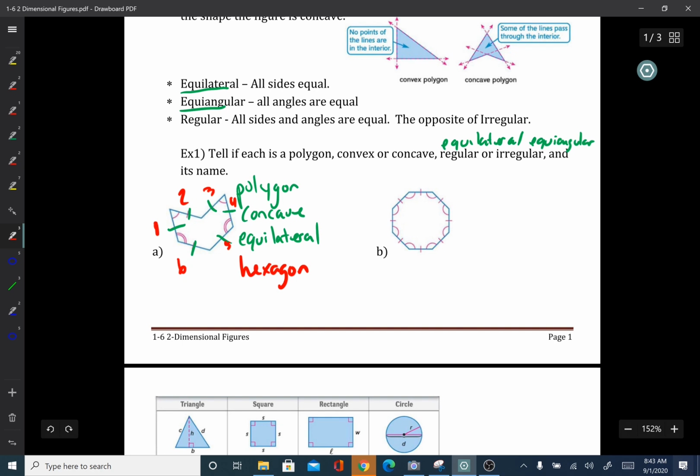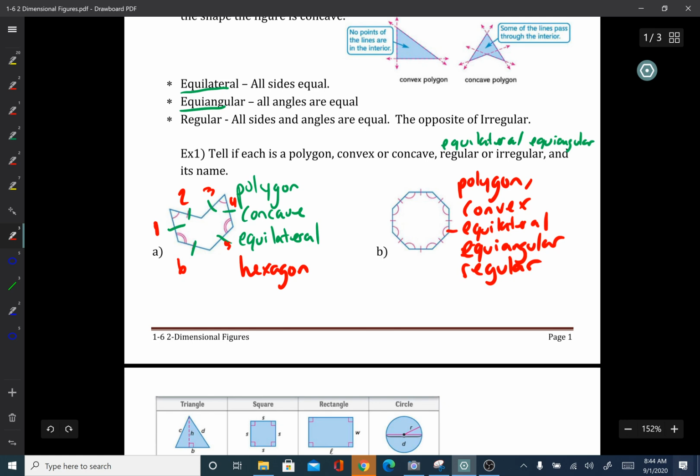Is it a polygon? Yes, it's a polygon, right? Convex or concave? Definitely convex, right? Nothing crosses through the shape. All the sides don't cross through the shape. All the sides are equal, so it's equilateral. Notice all the angles are equal, so it's equiangular.